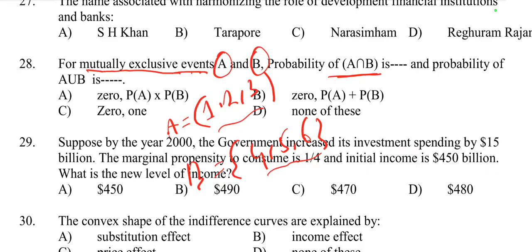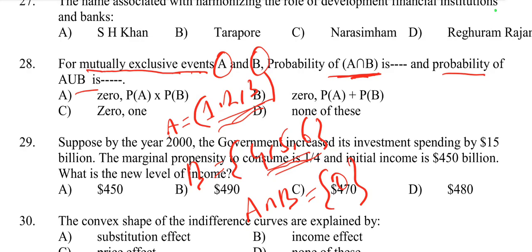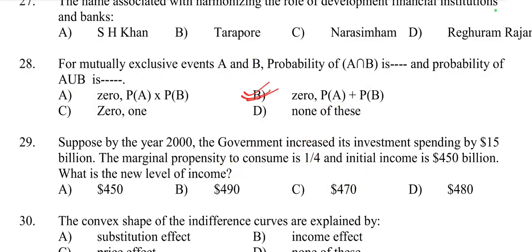So here probability of A intersection B, when we find A intersection B, there is no common element between A and B set. So probability of A intersection B is equal to 0 or empty set, and probability of A union B means A plus B, that is 1 2 3 4 5 6. So probability of A union B is equal to probability of A plus probability of B. So first, probability of A intersection B is equal to 0 and A union B is equal to A plus B. So option B is right here.